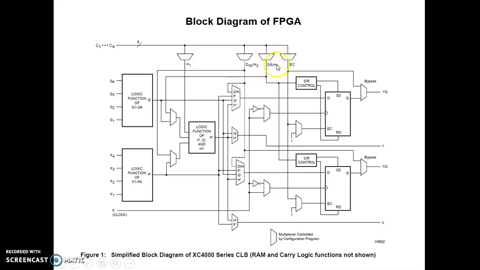The sources of EC and 3 other internal signals are selected from a set of 4 miscellaneous inputs C1 to C4 by multiplexers at the top of the CLB.